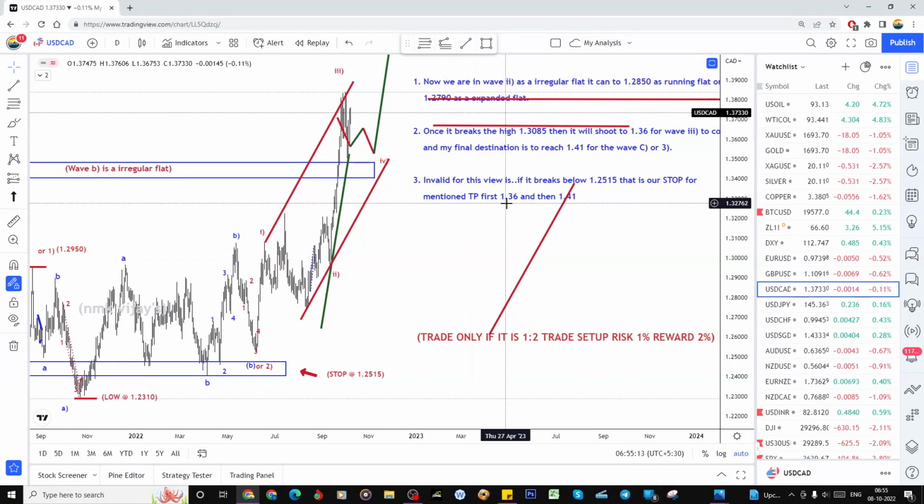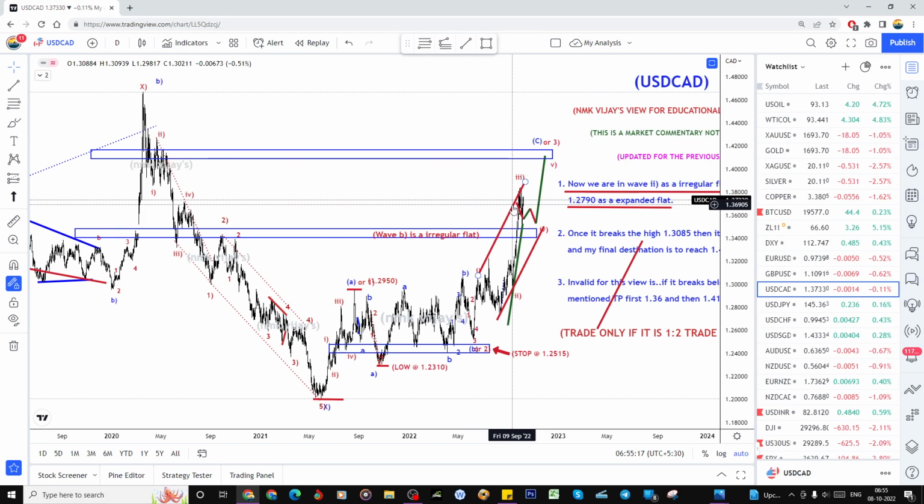Look at this, the TP I mentioned is 1.36, and I already informed you that 1.34 and 1.38 did exactly that. So now I'm expecting the same thing, the fourth wave. In every way I'm looking only for that correction. So 1 2 3 4 to be a complex correction, and after that the fifth to reach this 1.41.